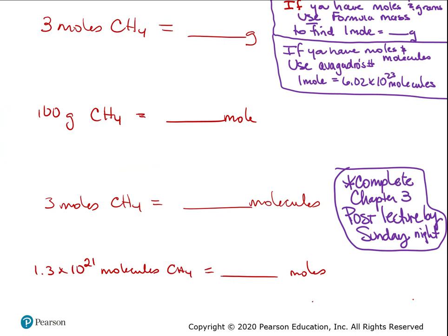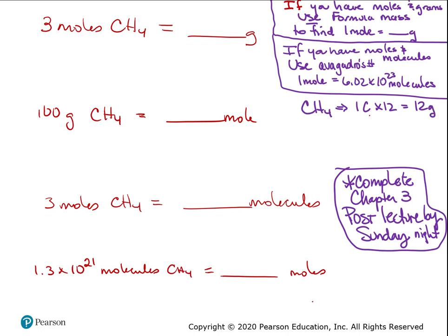3 moles of CH4 is how many grams? What do I need to know first? If I see moles and grams, I need to know the formula mass. So over here, CH4, how many carbons? 1. Each one weighs 12, right? That's just from the periodic table, 12.01. I'm just going to round it to 12, so that's 12 grams.